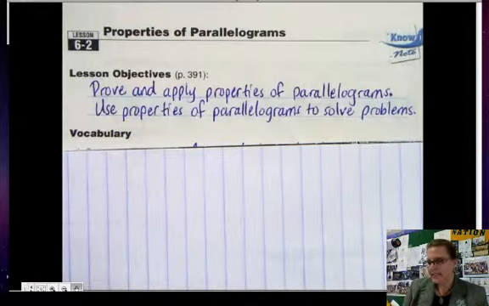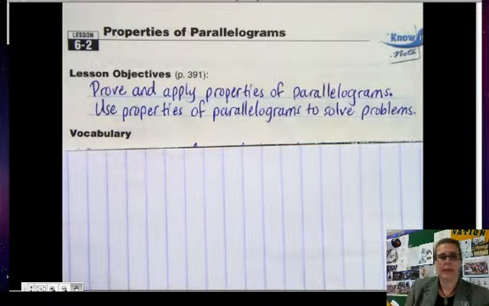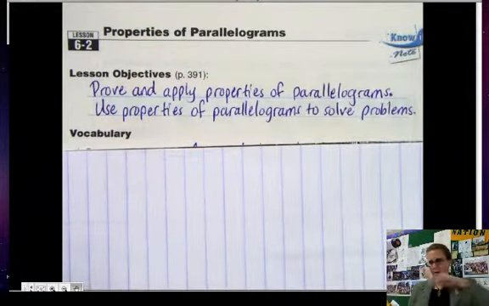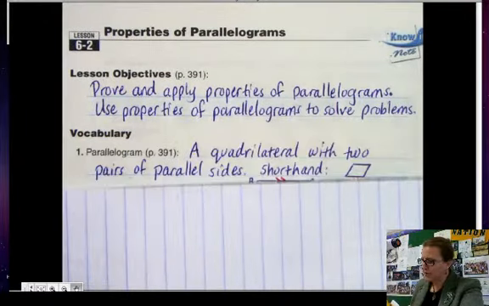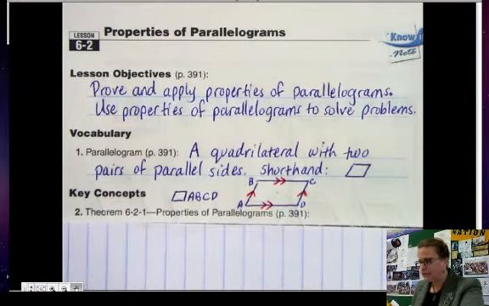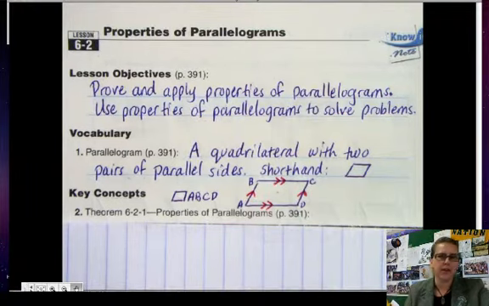All right, section 6-2, properties of parallelograms. So today we're going to prove and apply properties of parallelograms and also use those properties to solve problems. So first of all, what is a parallelogram? Well, a parallelogram is a quadrilateral with two pairs of parallel sides.